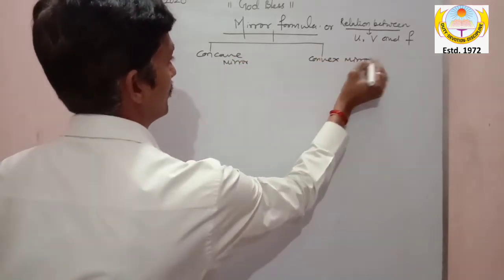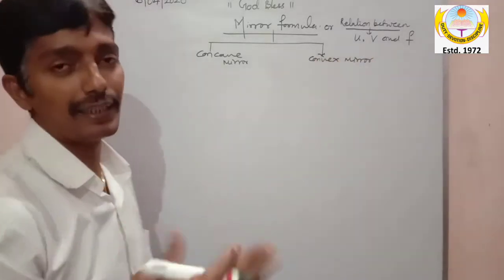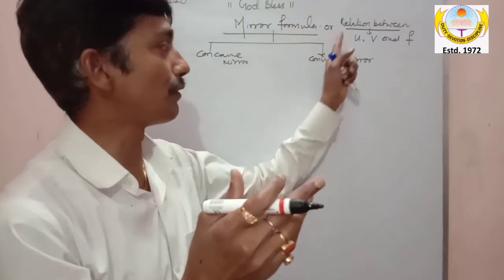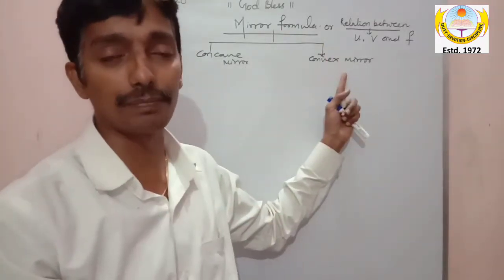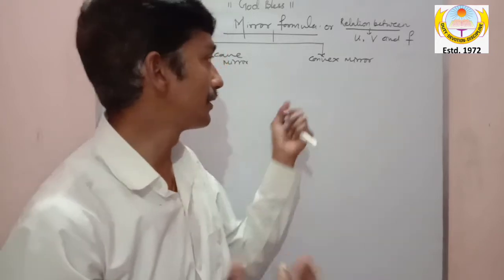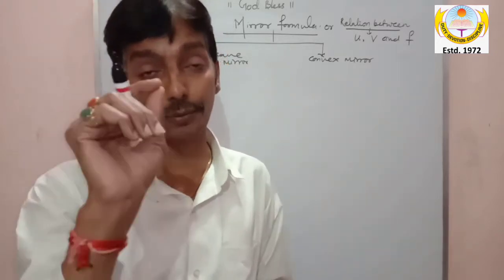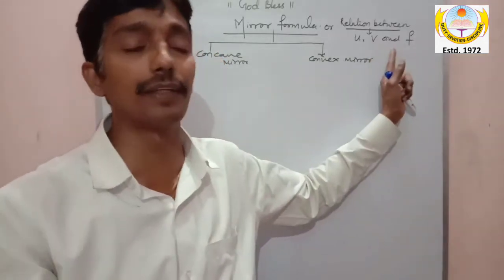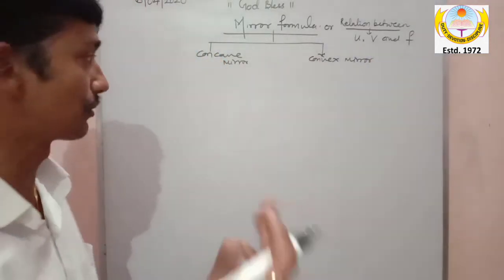Right? Two mirrors. So in the exam, see how the question can be asked. Under the mirror formula, there can be two questions, one for concave and one for convex mirror. They can say derive the mirror formula, or derive the UVF relation for convex mirror, this way.